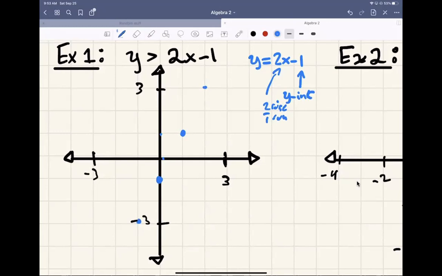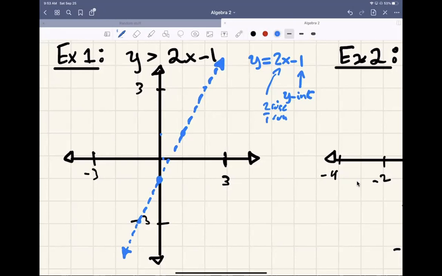And now if we look at this symbol, this is where we've got to pay attention. You see how it says greater than, it's strictly greater than and not equal to. There is no or equal to part. So instead of drawing our line like this, we're actually going to connect it with a dotted line. Then we're going to draw our arrow here. So what we're saying is we want our y values greater than 2x minus 1.